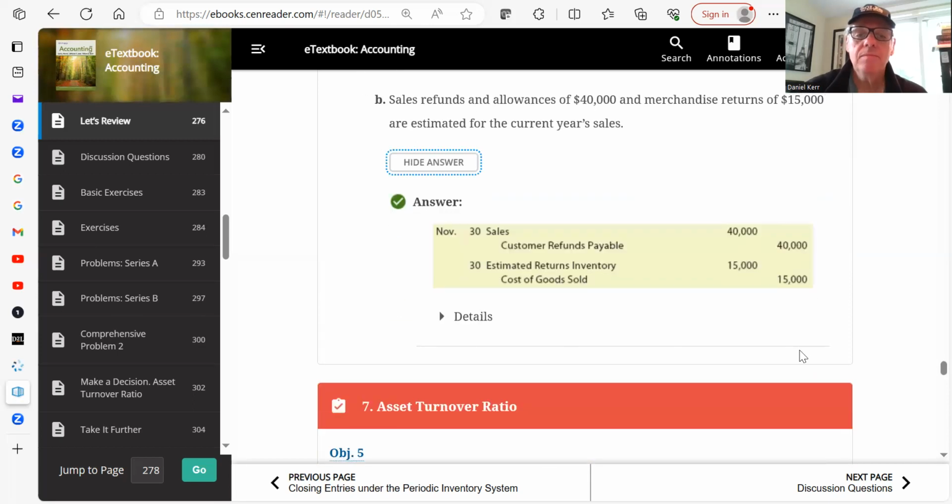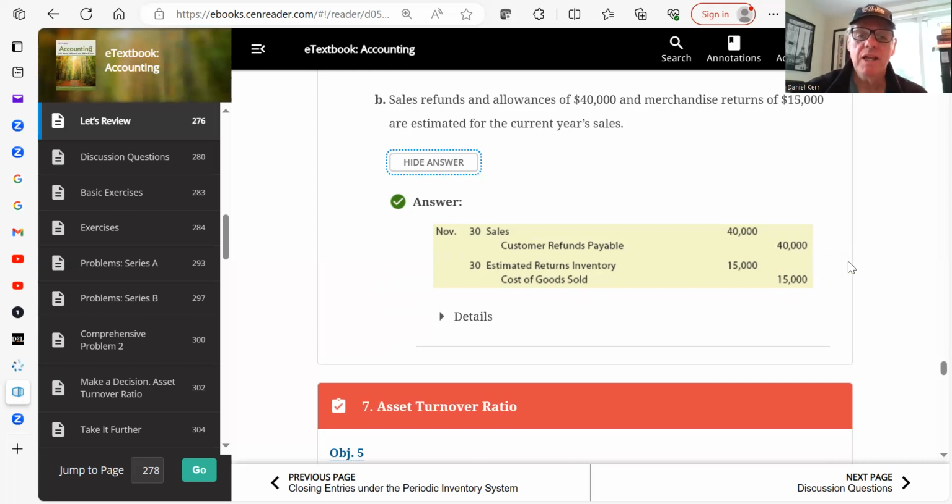Well, welcome back. So the two entries are as follows. You've got to reduce sales by 40,000. So you debit sales and you credit customer refunds payable. That's my estimate of the amount of sales that are going to come back. So I debit sales and I credit the payable. Then when sales actually come back, I'm going to write them off against the payable.